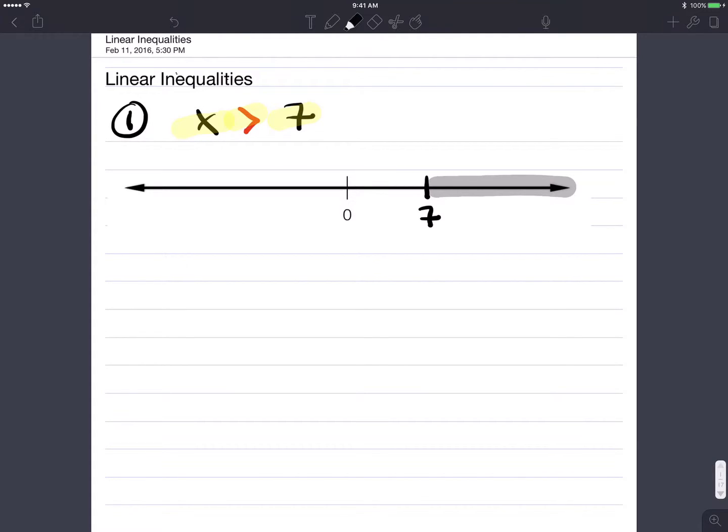Because this inequality symbol is a greater than symbol, we do not include the number 7 because 7 is not greater than 7. 7 equals 7. So we're going to indicate do not include the 7 by using this parentheses. This concludes the graph of all real numbers greater than 7.